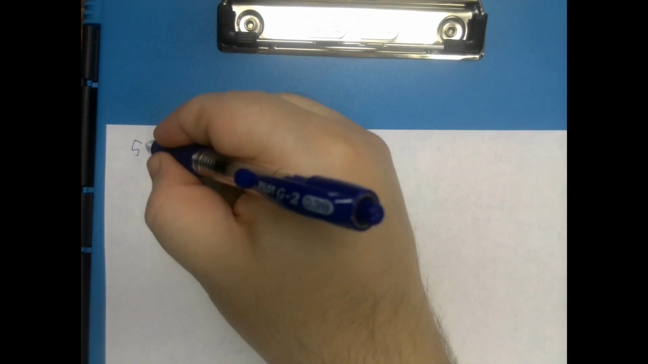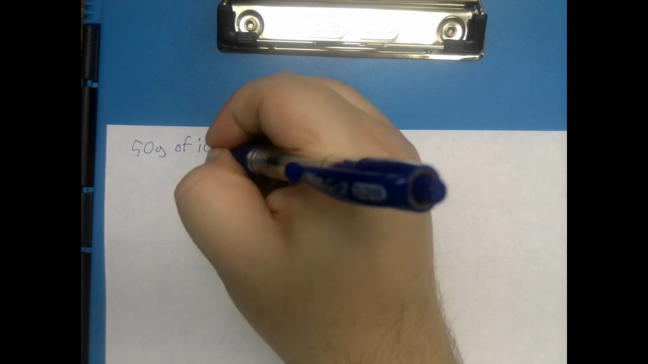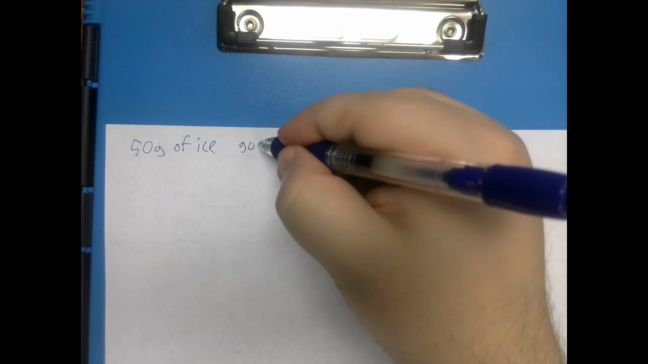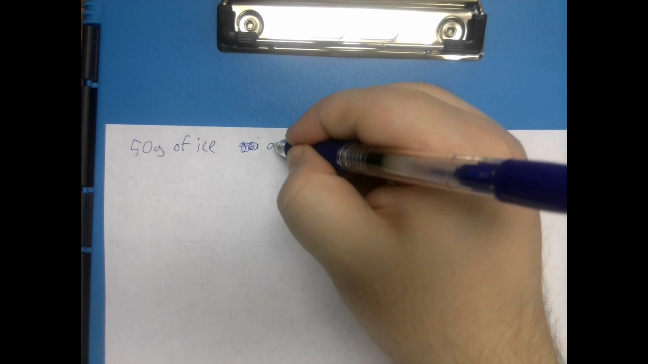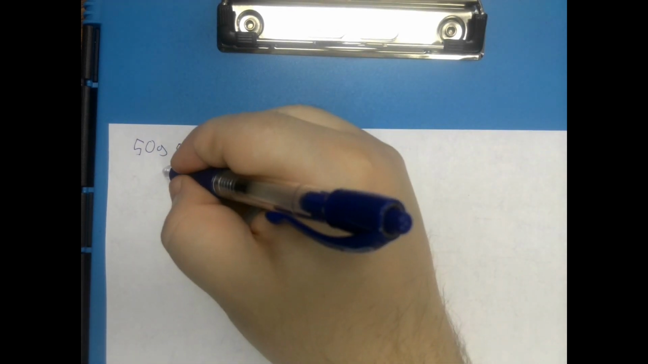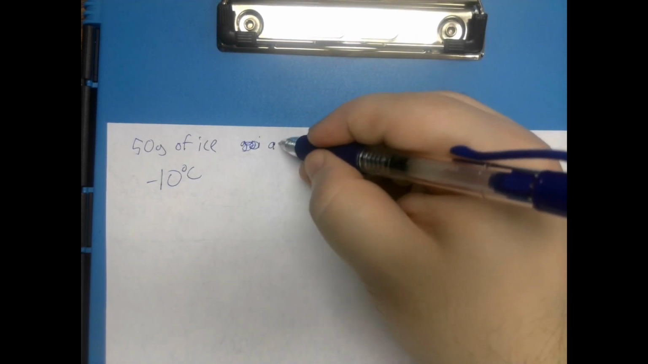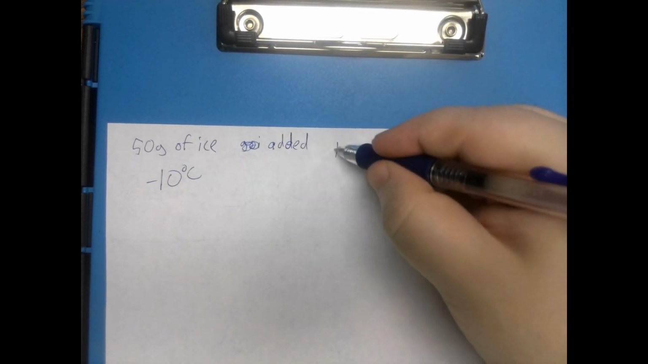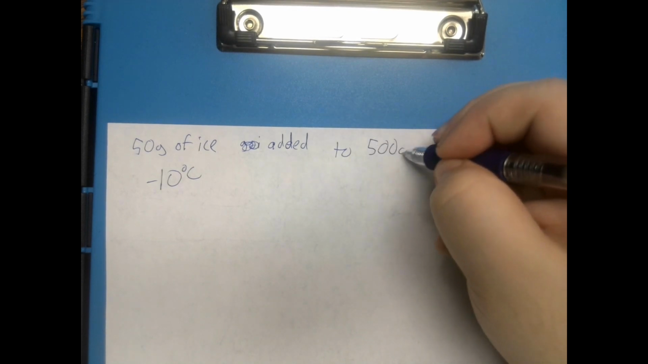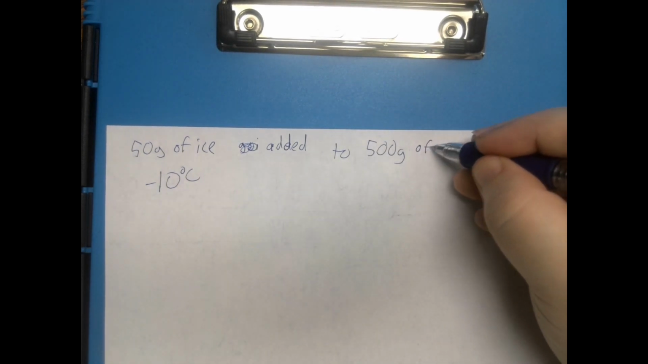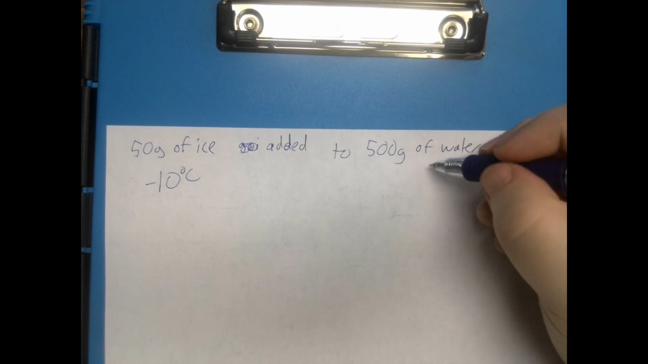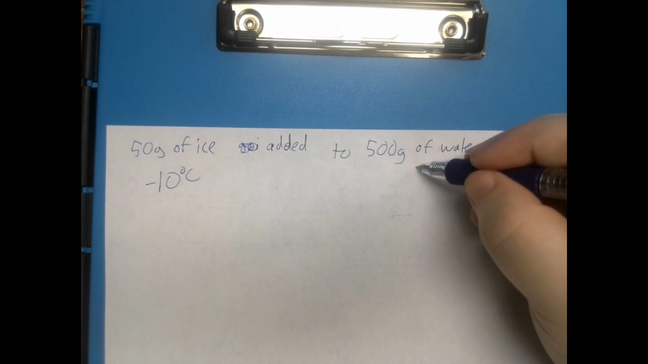So let's do number 20. Make it simple. We have 50 grams of ice that's at negative 10 degrees Celsius, and it is added to 500 grams of water that's at, let's do 80 degrees Celsius.